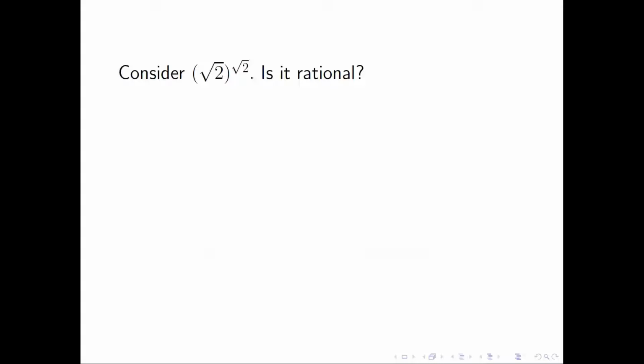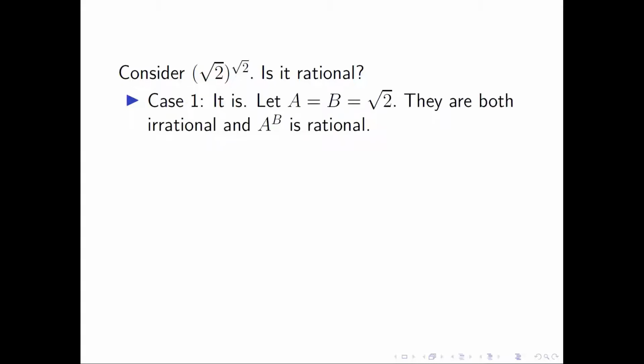The first solution: consider square root of 2 to the power of square root of 2. Is this rational? Not likely, but we really don't know. There are two cases. One, it is rational. In this case, let A equal B equal square root of 2. Then they are both irrational, and A to the power B is rational based on the assumption.